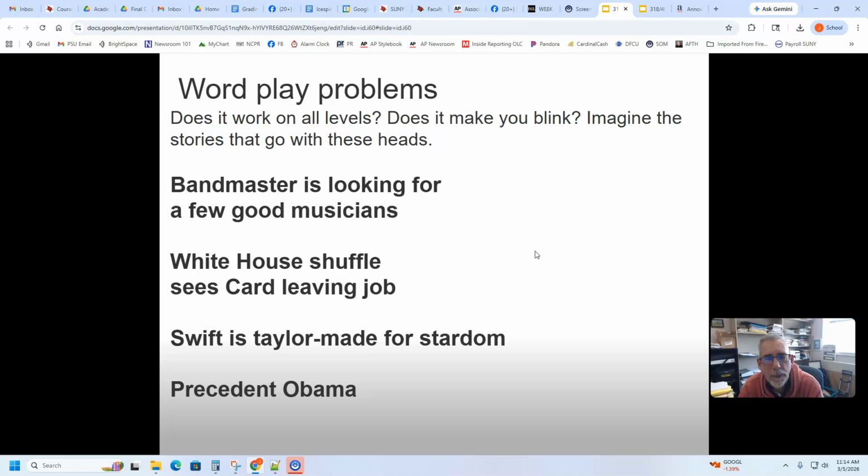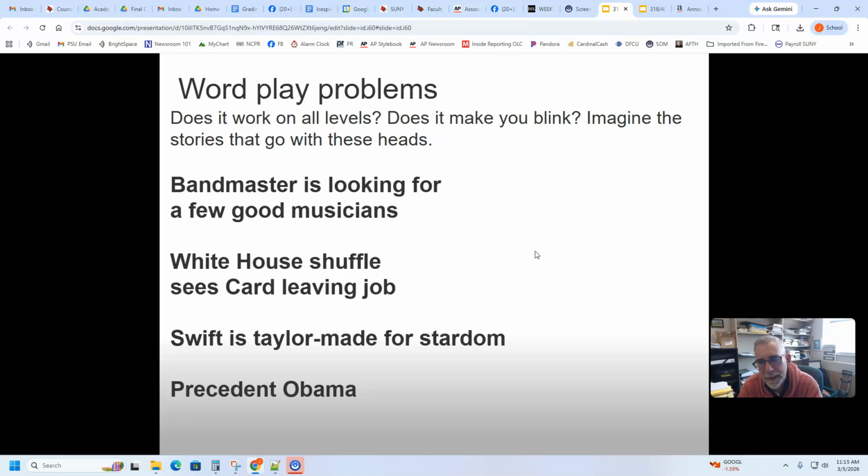"White House shuffle sees Card leaving job." There was a guy named Andy Card. He was White House chief of staff. So plays on people's names, like this next one. "Swift is tailor-made for stardom." Okay, these go a long ways.